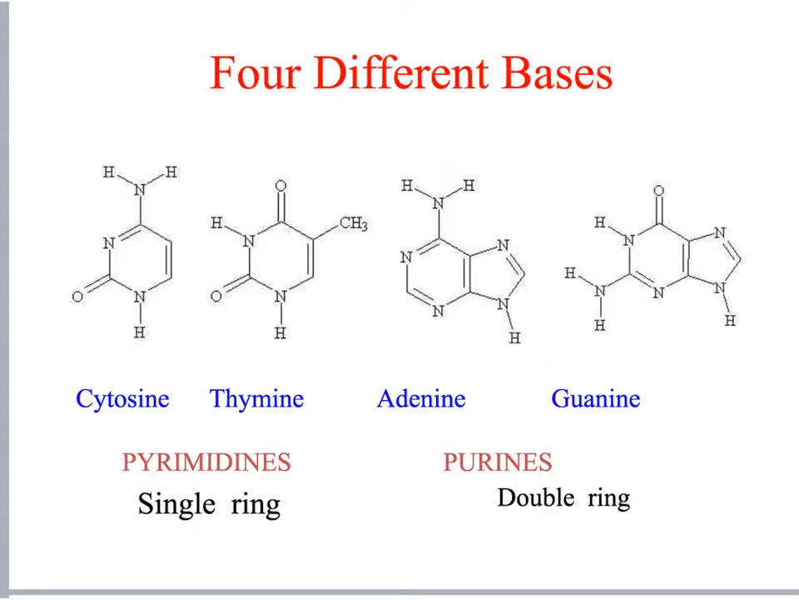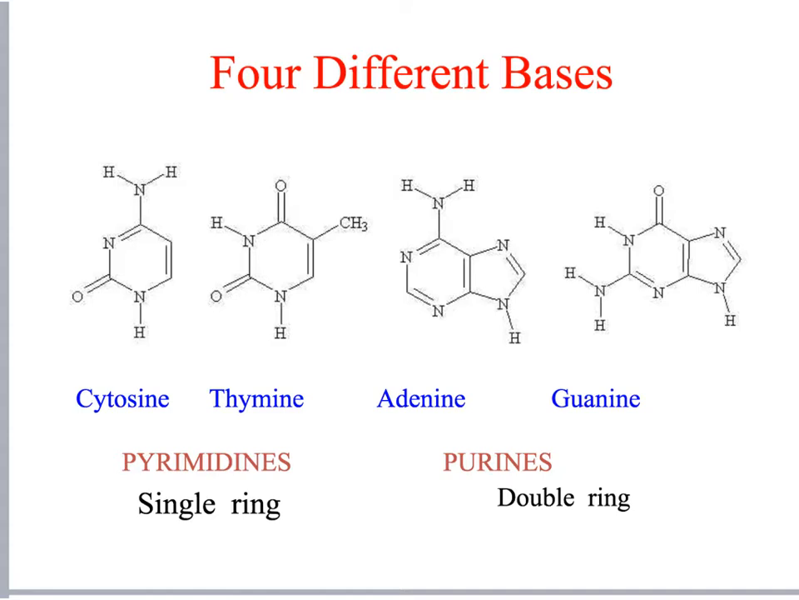So here are the 4 different bases structurally. The 2 smaller ones are cytosine and thymine. They're called the pyrimidines. We can tell that they're smaller because they only have 1 ring that represents their structure, whereas the purines are double. They're larger. They have 2 rings that represent their structure.